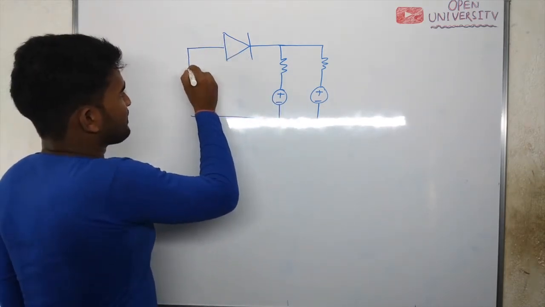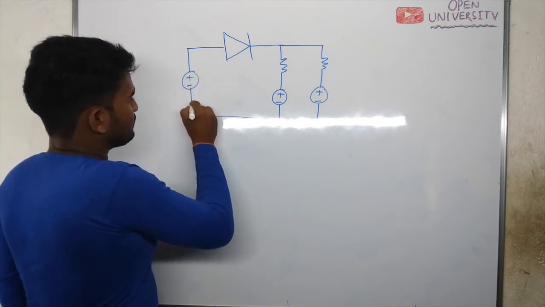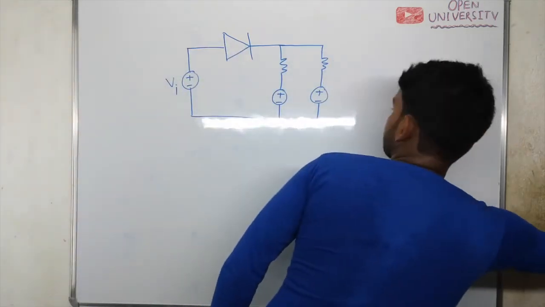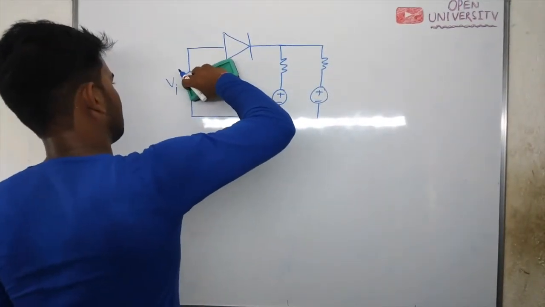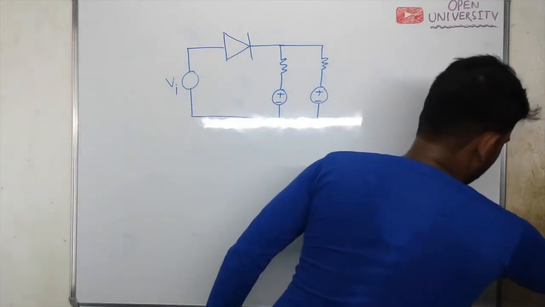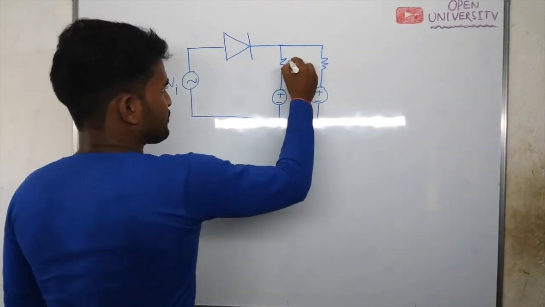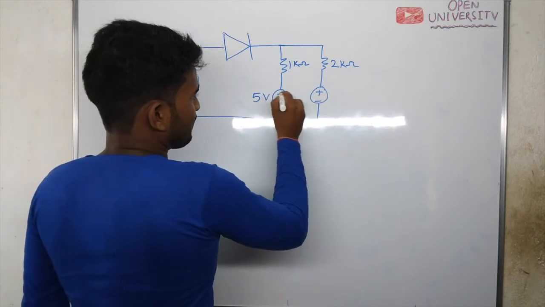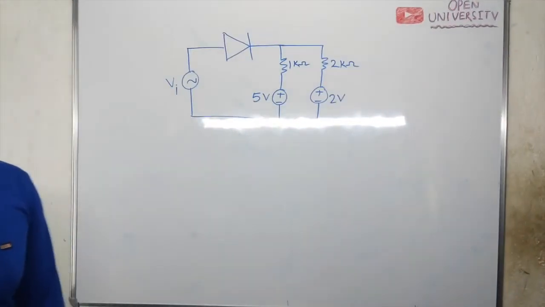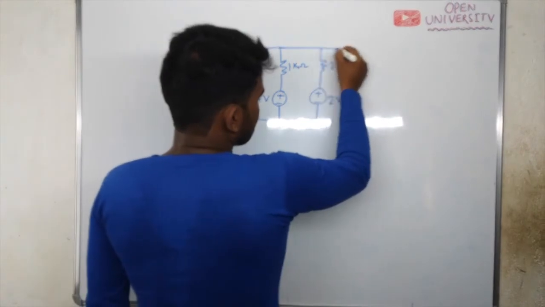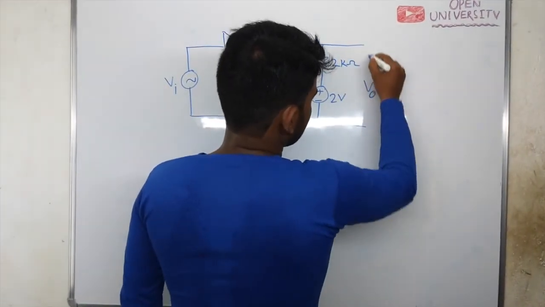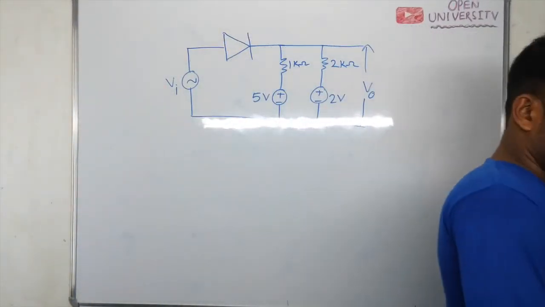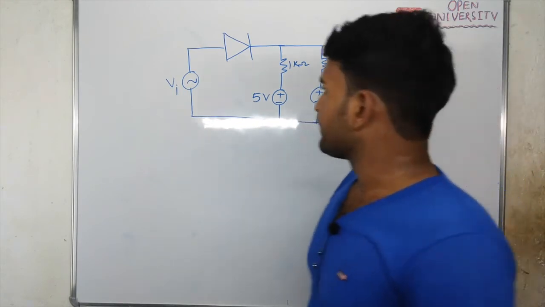This is your input voltage VA. Here is some AC voltage, and this is your 1 kilo ohm resistance. This is 2 kilo ohm resistance. This is 5 volt, and this is 2 volt. This is your output voltage V naught. The question is to plot the transfer characteristics. Here, diode is ideal.